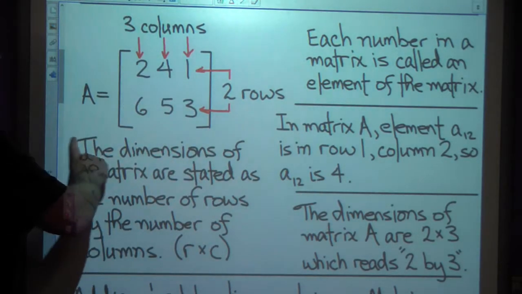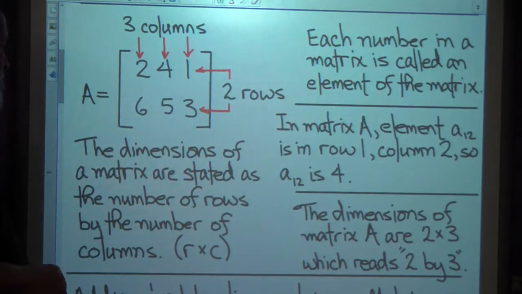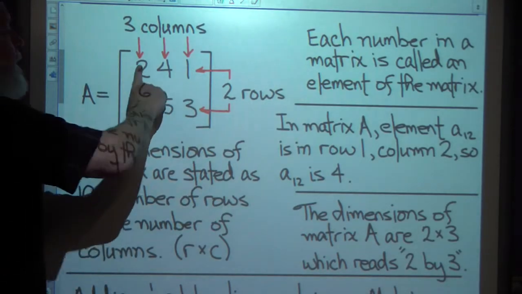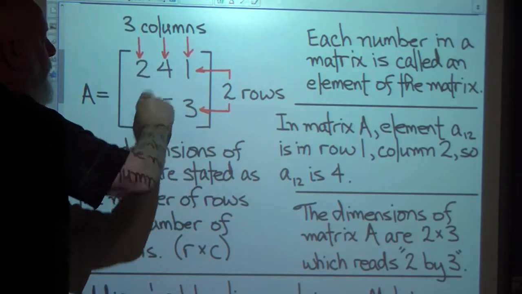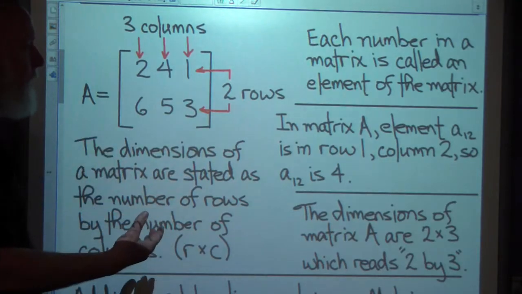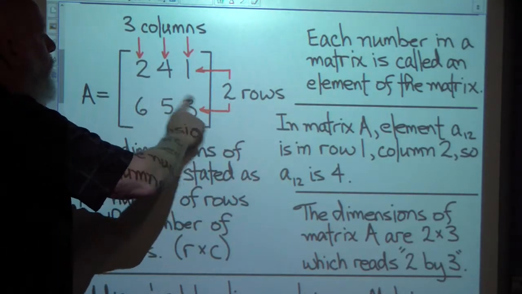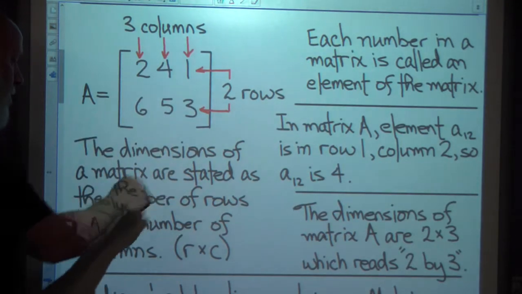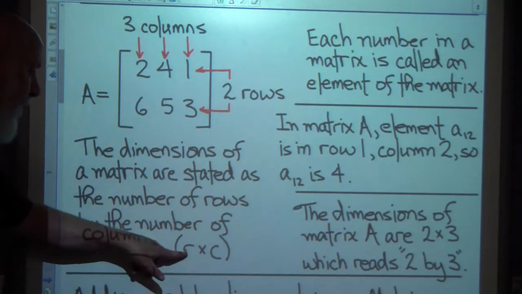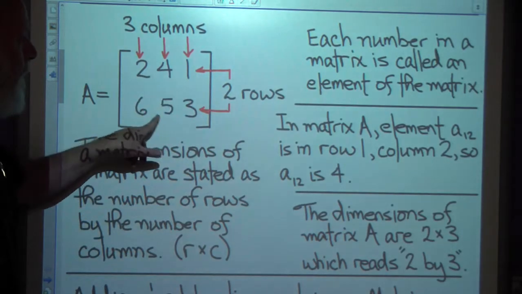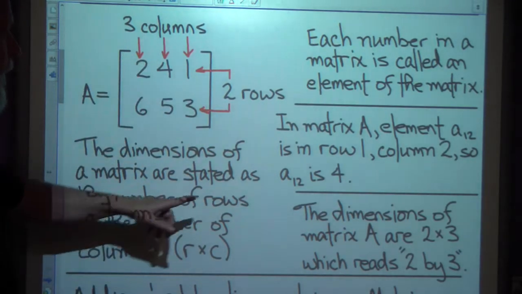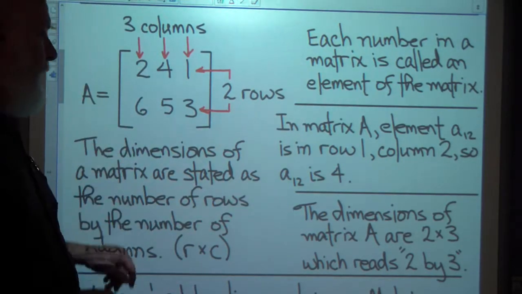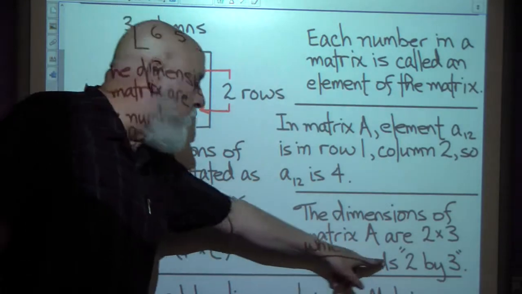Okay. Let's take a look at this. The dimensions of a matrix are stated as the number of rows by the number of columns. Well, I have 2 rows, I have 3 columns, so if I'm going to state the dimensions, I'm going to say it's a 2 by 3 matrix. The dimensions are stated as the number of rows by columns, R by C. Rows by columns, 2 by 3. And this says that very same thing, I think. The dimensions of matrix A, that's this one, are 2 by 3.